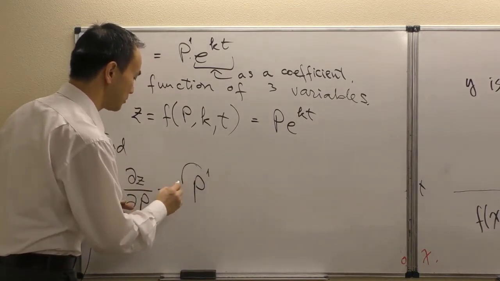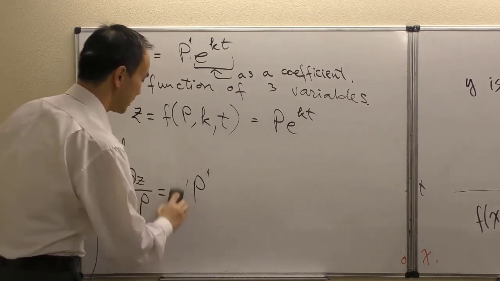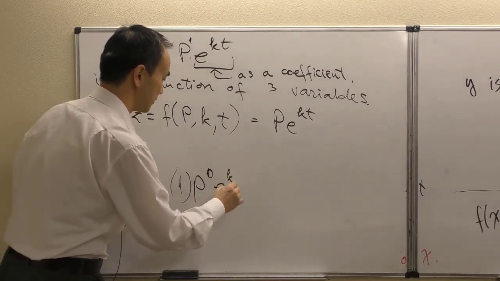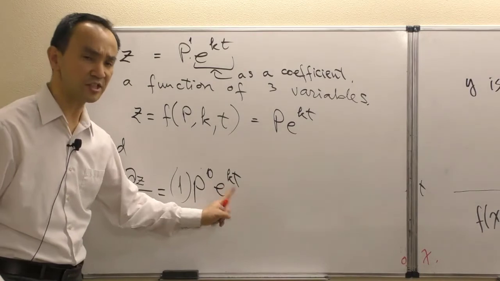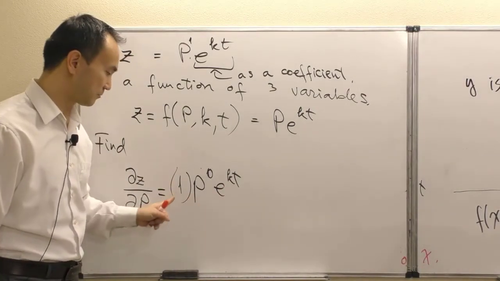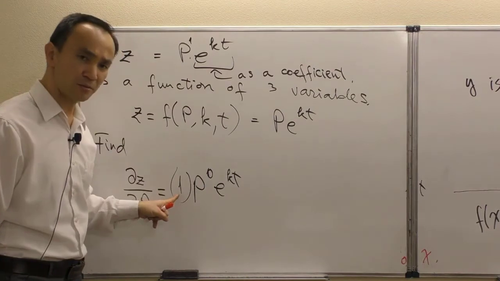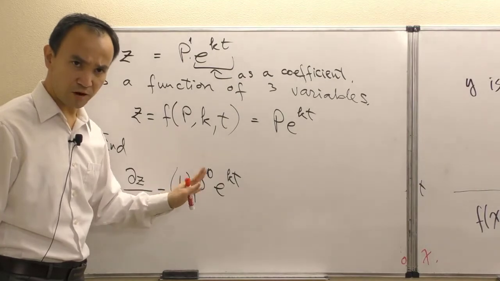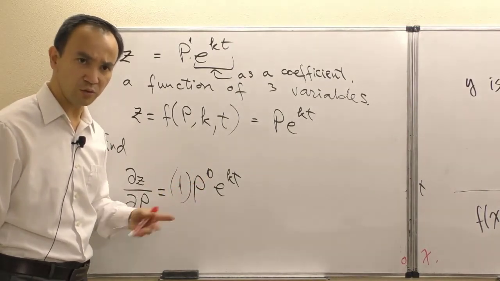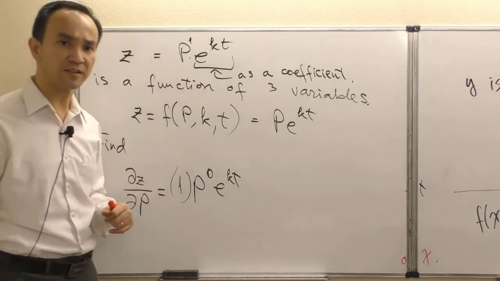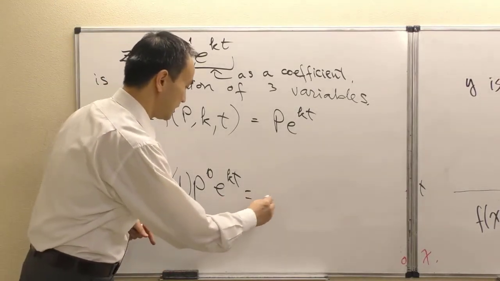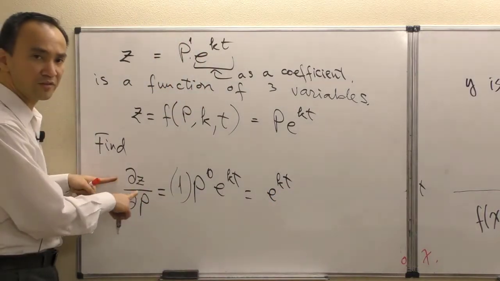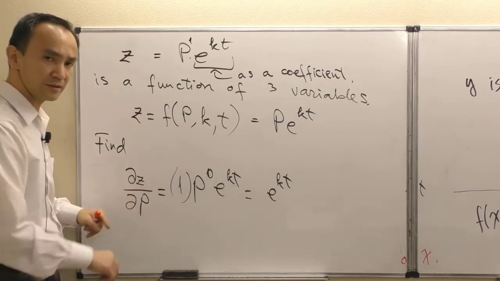Okay, the power 1 multiplies down, so I'm looking at really 1 multiplied with p to the 0, times e to the kt. E to the kt stays just the same because it's a coefficient. Okay, and now 1, the power previously multiplied down, and then the power now is reduced by 1. The standard power rule that you've been using throughout your whole time learning about taking derivatives. And so that's why I end up with e to the kt. This is now, legally I call it, the partial derivative of z in terms of p.